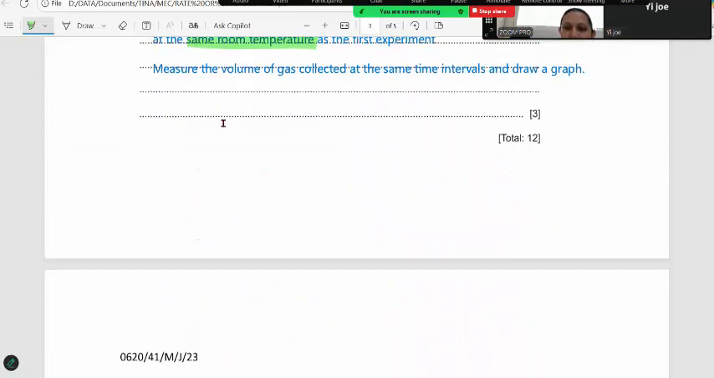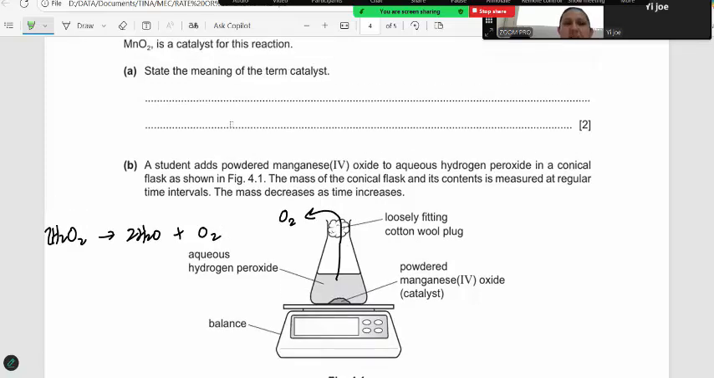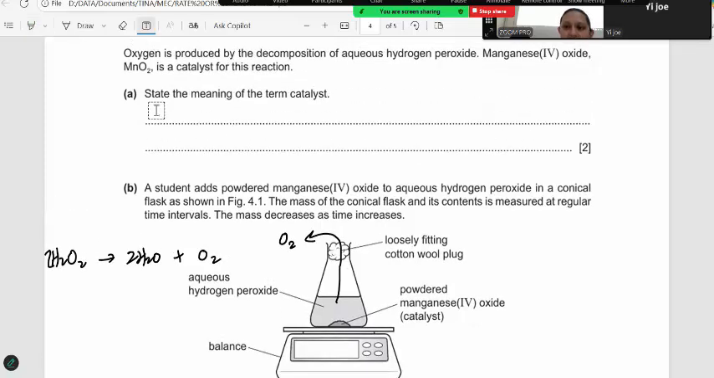Ijo, you okay? Yeah, I swapped to phone because my dad arrived. Okay, okay. The meaning of catalyst, same as just now. Substance that increases the rate but remains unchanged.